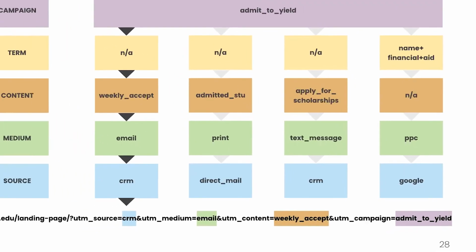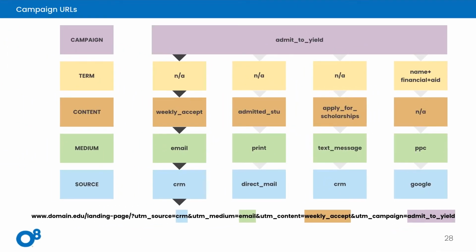So what we would do is we would establish a specific variable here, the source in this first example. The source is going to be the CRM. The email is going to be the medium, and the weekly accept email, that's going to be the content. These pieces combine into what you see along the bottom of the screen there as a campaign URL. These are using UTM variables of source, medium, content, and campaign. All of this aggregates together to help us see when visitors come into Google Analytics that they came from the admit to yield campaign, specifically the email that came from our CRM around that weekly accept.